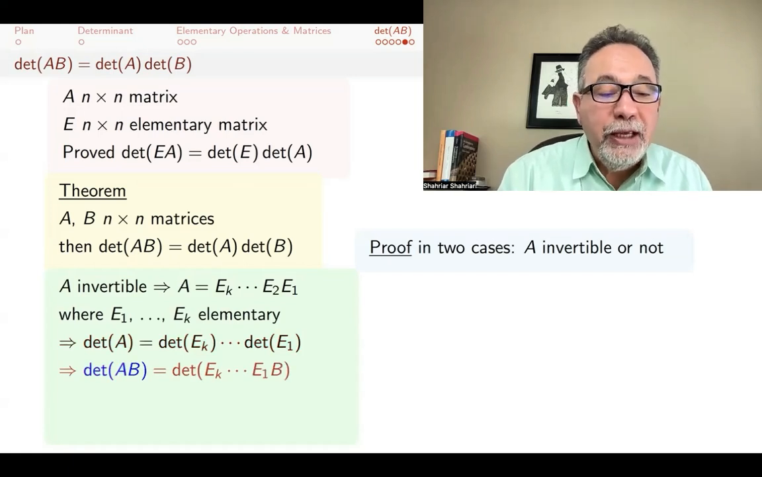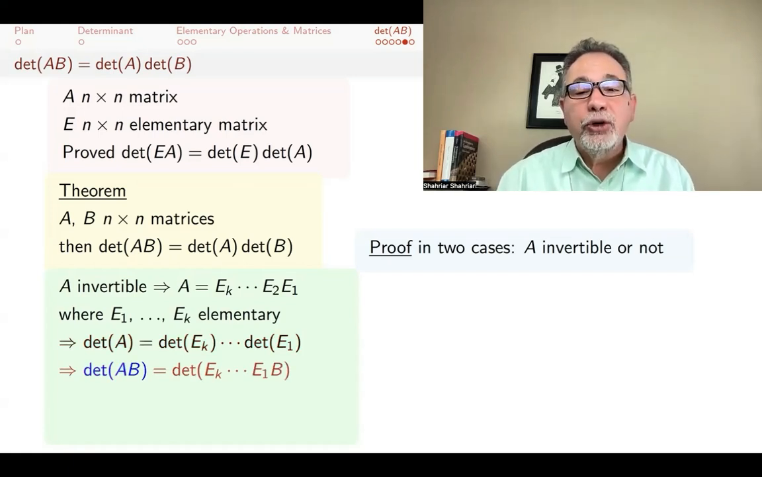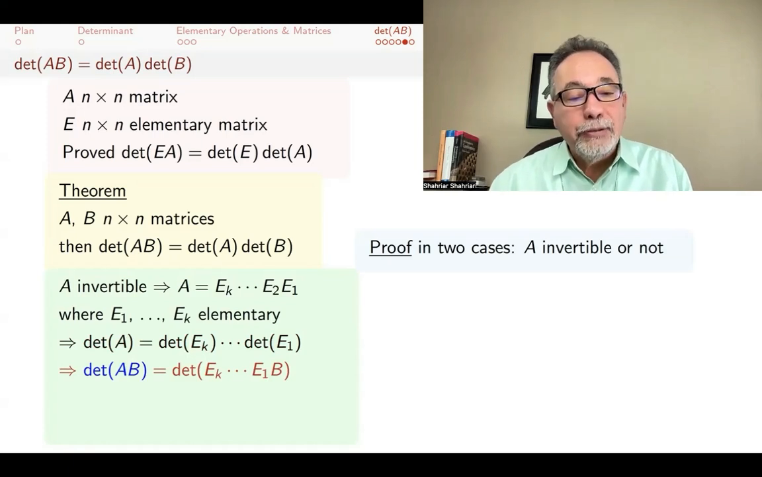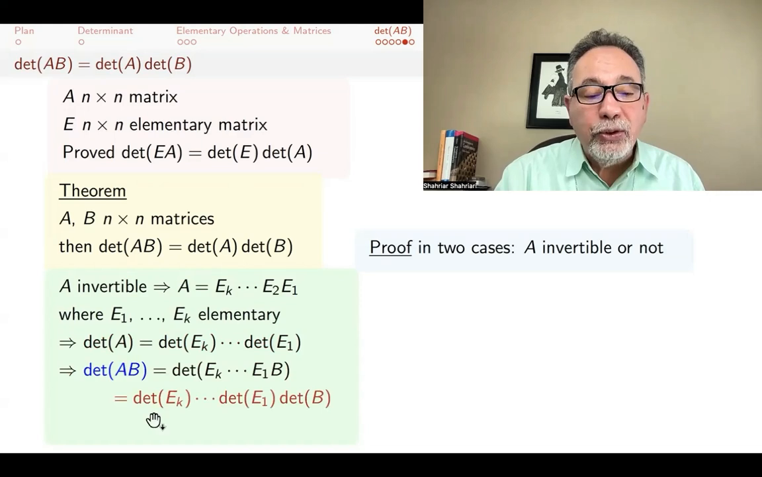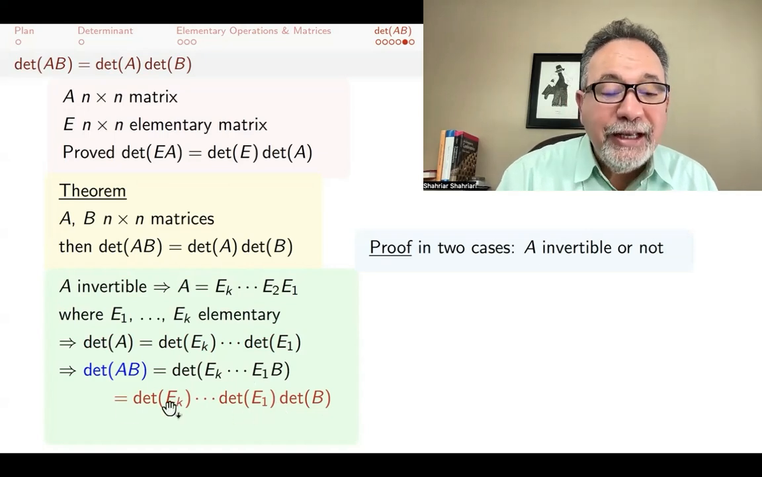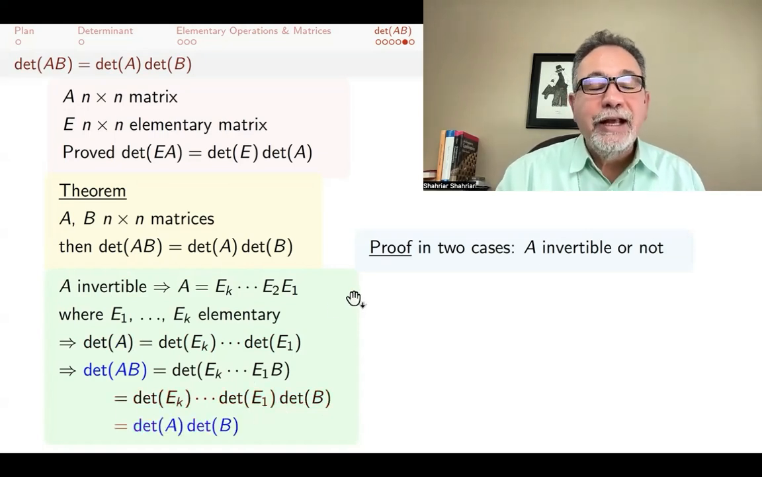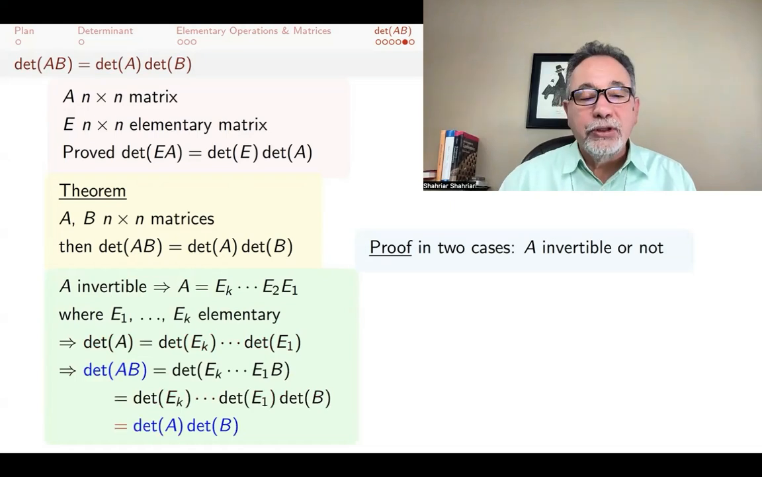But what's the determinant of AB? The determinant of AB is going to be the determinant of E_K through E_1 times B because E_K through E_1 was A. But we know that we can separate those out. What we get is determinant of E_K times the determinant of E_1 times determinant of B. This first part is exactly what determinant of A is. And so I get that that's determinant of A times determinant of B.